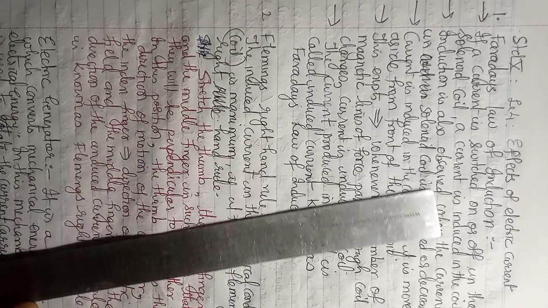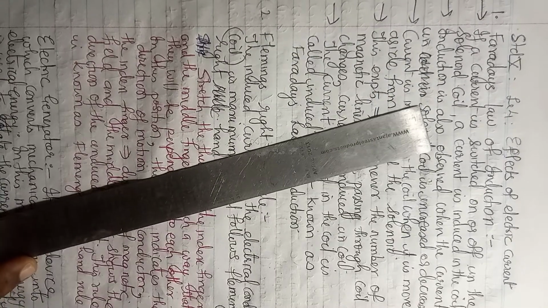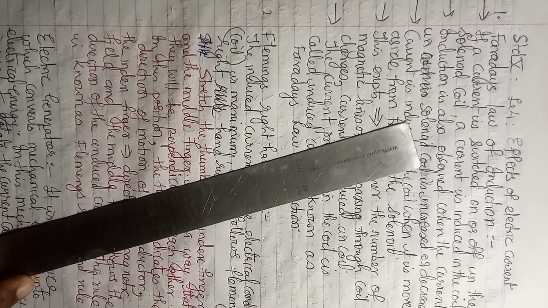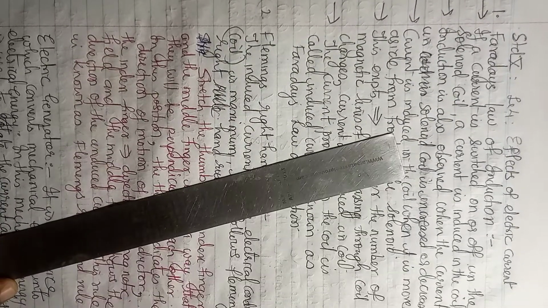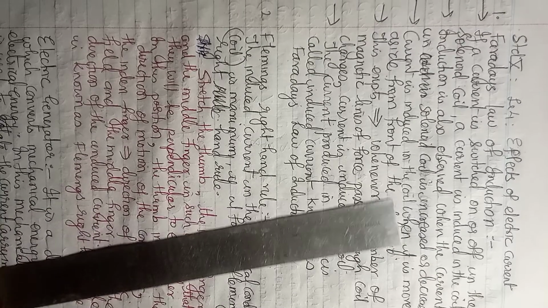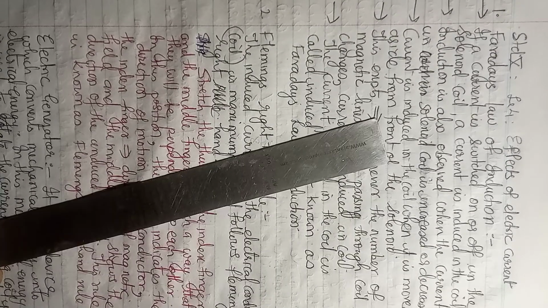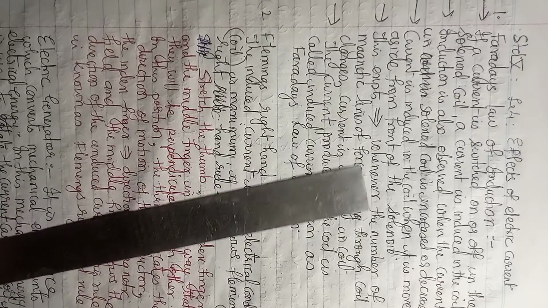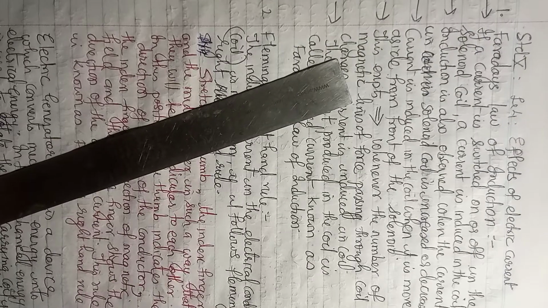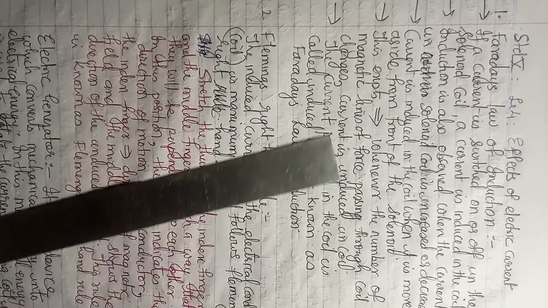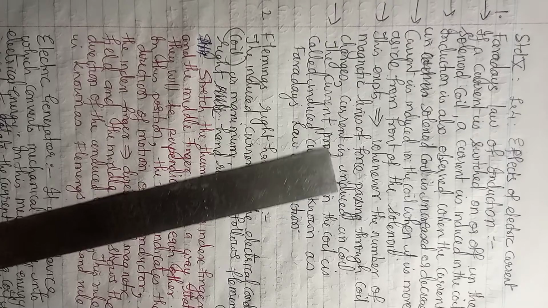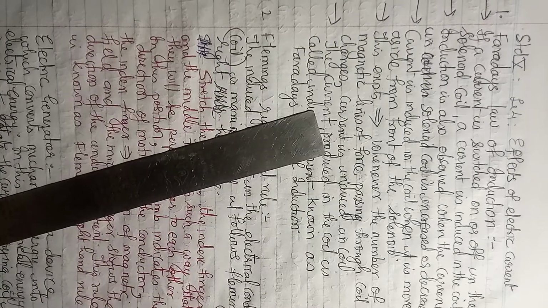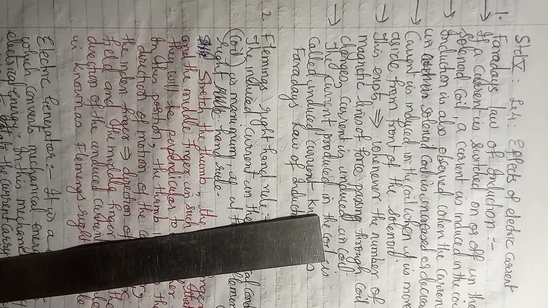If a current is switched on or off in a solenoid coil, a current is induced in the coil. Induction is also observed when the current in the solenoid coil is increased or decreased. Current is induced in the coil when it is moved aside from the front of the solenoid. This experiment implies that whenever the number of magnetic lines of force passing through the coil changes, current is induced in the coil.